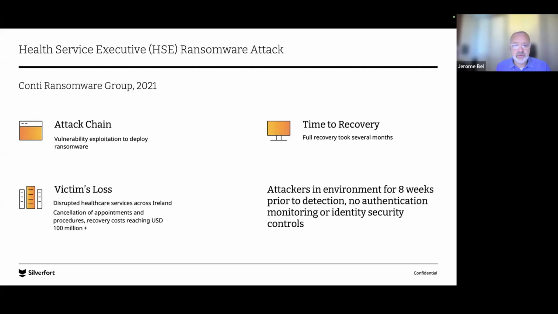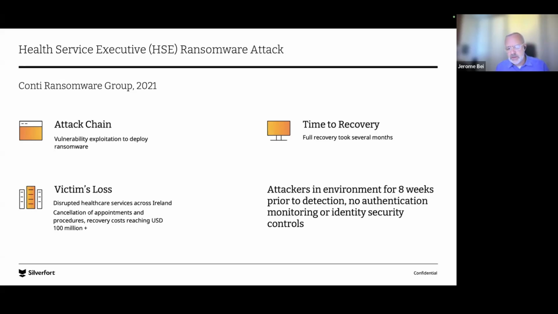The next one is Health Services, HSE, which also was attacked in 2021 by Conti Group, a very famous ransomware group that deployed their ransomware based on a vulnerability that they exploited. Now here, the loss was very significant because recovery took a fair amount of time. The victim had systems going down. The appointment systems, as you can see here, were all compromised and had to be completely restored, which meant that all of the appointments had to be canceled for a while. So that was a significant loss to the victim.